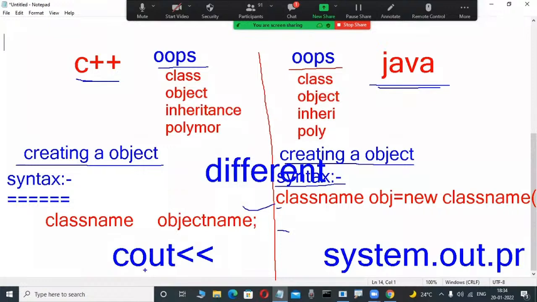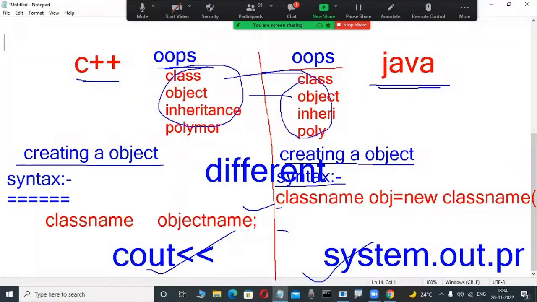Functions are also totally different in these two object-oriented languages. But conceptually, some OOP concepts are the same. What is a class? What is an object? What is inheritance? What is polymorphism? Same, but syntactically totally different. Why? Because those are two different languages, two different products from different companies. That's why the functions and the syntax are different.